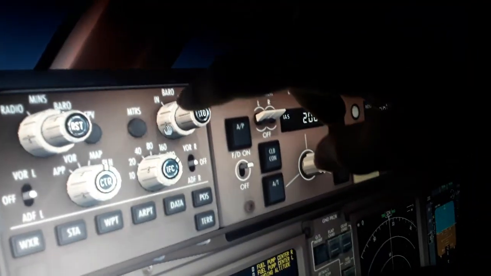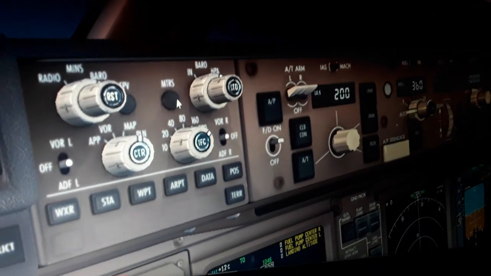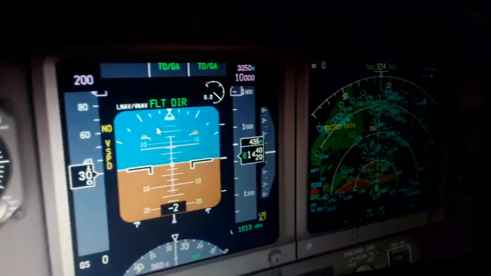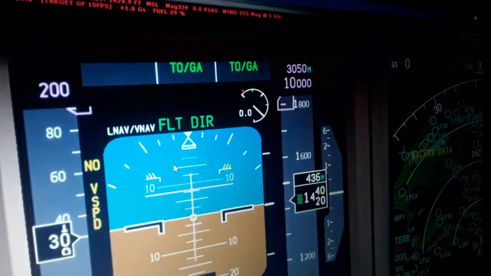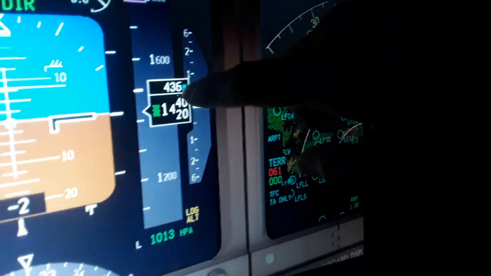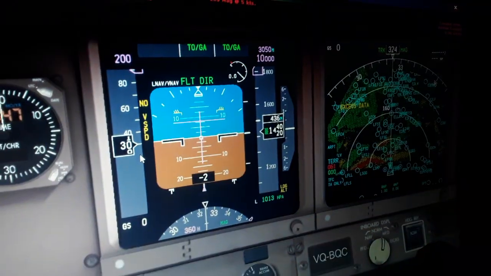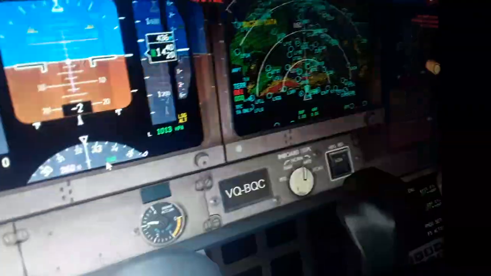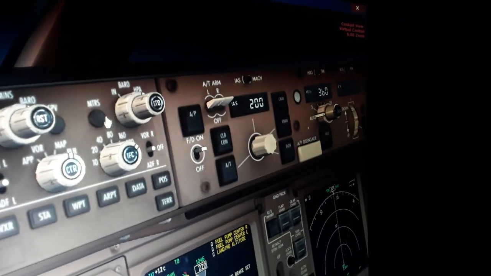So we can set inches of mercury, hectopascals. We can set the meters. We can set the minimums here. So now you see also we have meters, 3050 meters for the target, 436 feet, meters above the ground level, above the sea level, excuse me. And we have 1013 hectopascals here. So we have the magnetic heading and track, we have the magnetic north pole and true north pole depending on where we are in the world.